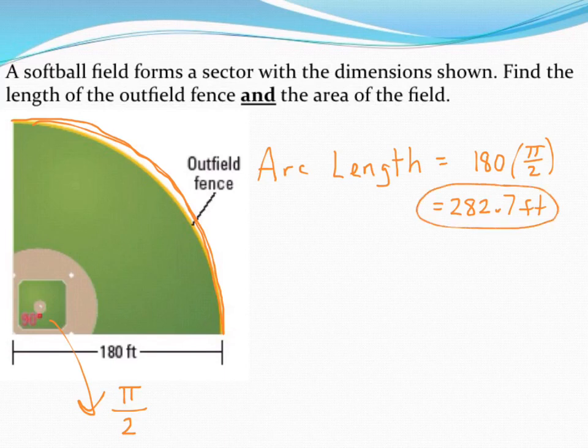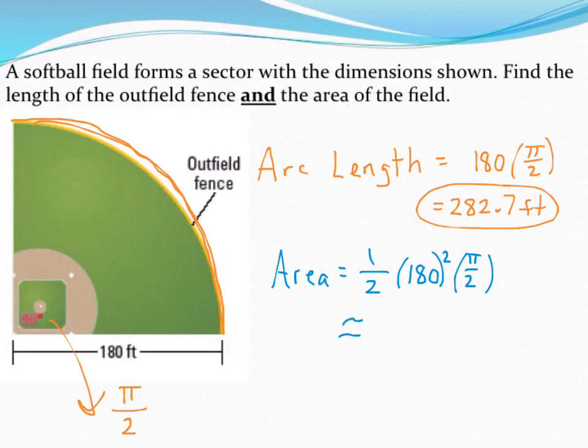Next up, they asked me to find the area of this entire field. Well, the area of this sector is equal to 1/2 times the radius of the circle. Well, it's not a full circle, but I can see its radius is 180, squared, and then again times my angle, but that angle must be measured in radians, which is pi over 2. So using a calculator to find 1/2 times 180 squared times pi over 2 gets me an approximate area of this baseball field of 25,446.9, and since this is area, that would be feet squared.